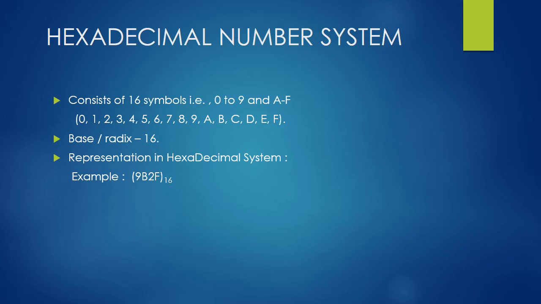Now, how do we represent a number in hexadecimal number system? As you can see in the example given here, it contains some numbers between 0 to 9, and then there are some alphabets between A to F. And in the same way we'll represent hexadecimal numbers also. First put the number inside the brackets and then write the base, that is 16 here, as the subscript of the number. Now this is all about hexadecimal number system.